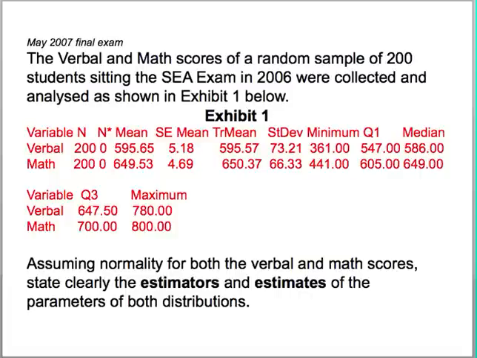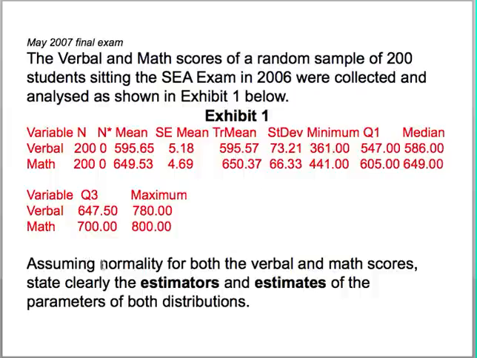Now, let's look at this past paper question. It's from May 2007. The verbal and math scores for a random sample of 200 students sitting the SEA exam in 2006 were collected and analyzed and shown in the Minitab output below. So here you see there are scores for verbal and for math. You can see there are 200 students sitting the verbal exam, 200 sitting the math. You can see the mean scores, standard error of the mean, trimmed mean, etc.